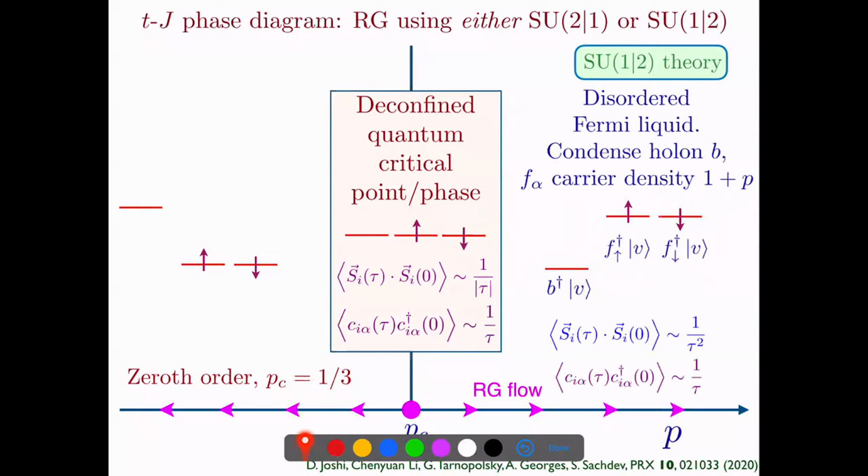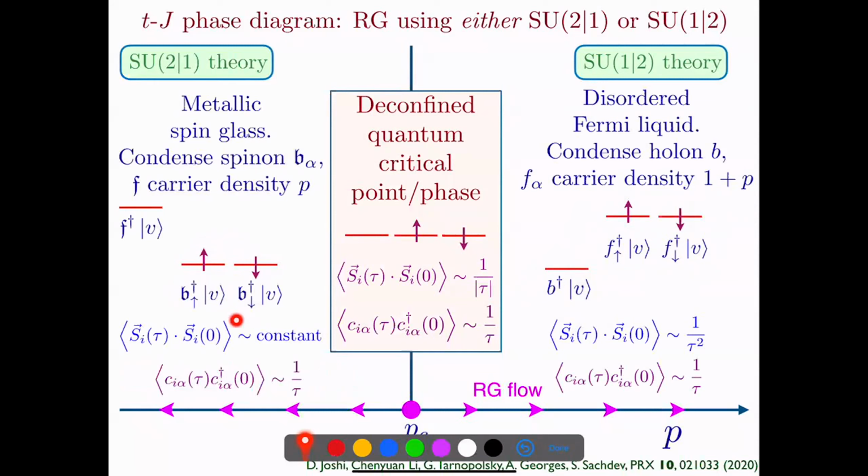On the other side, you want to condense the spinons. So you make them bosons. That gives you a spin glass state. The density of the carriers, now the holons, which are fermions, and they have density P. So you have P to 1 plus P from this.